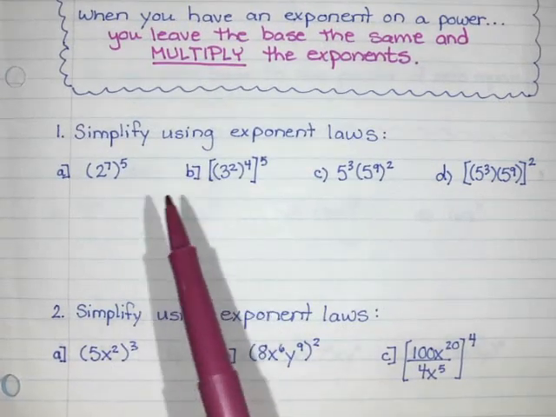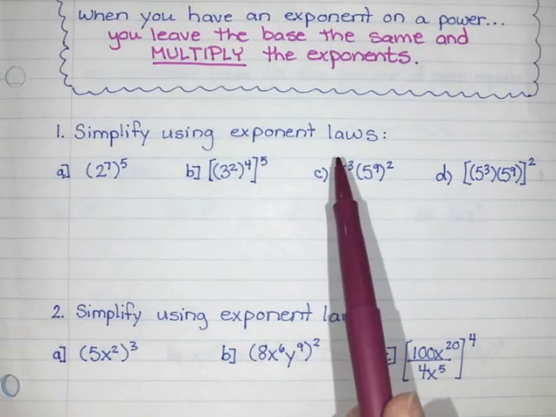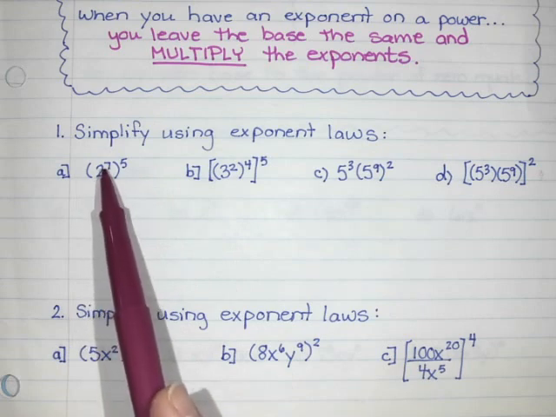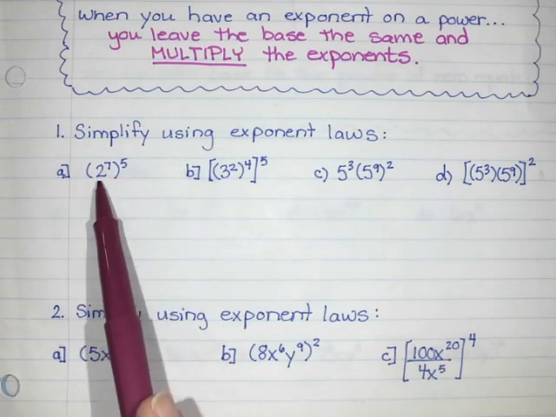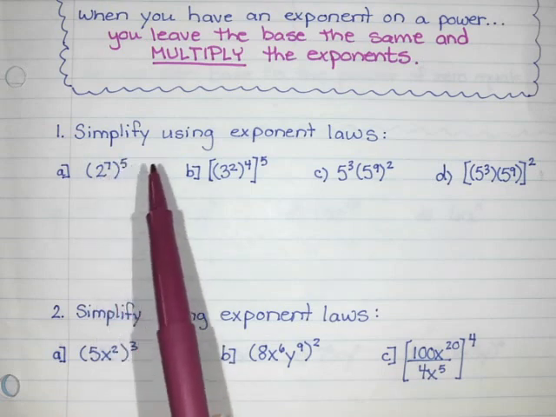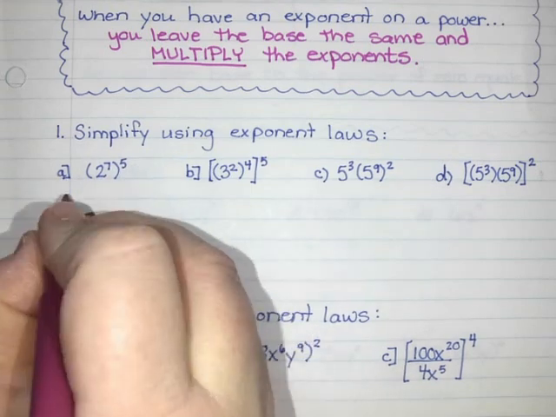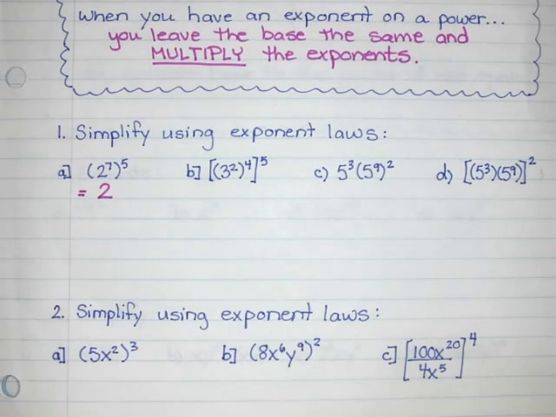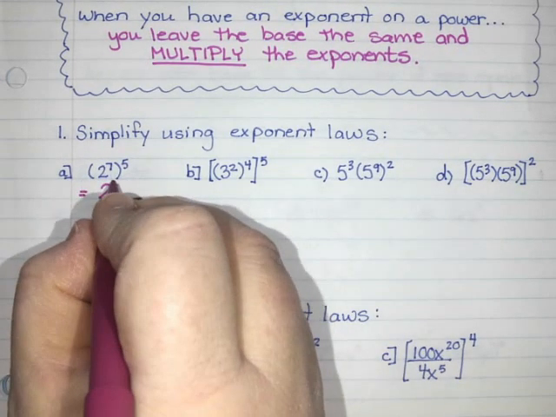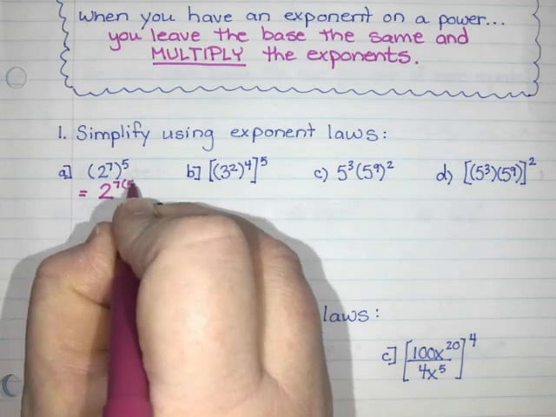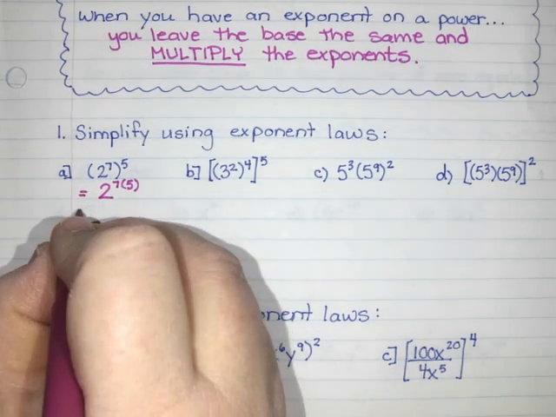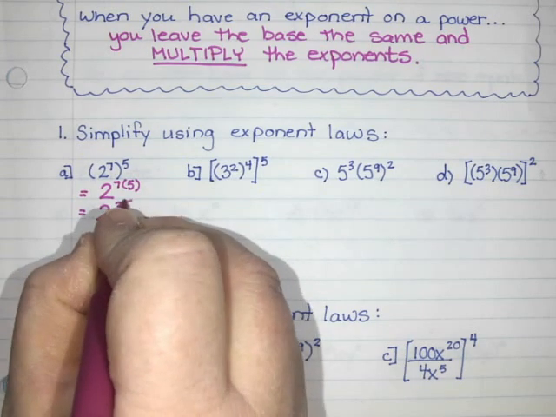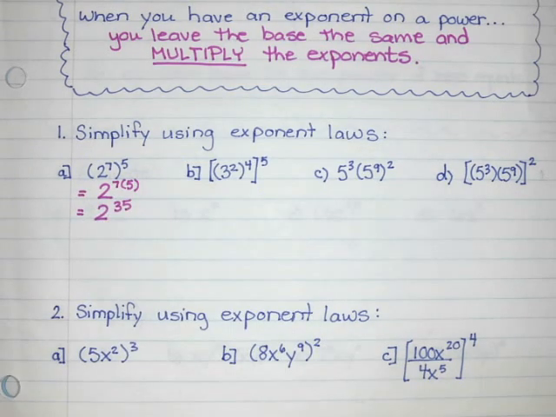So our first one here says simplify using exponent laws. And our example is 2 to the power of 7 to the power of 5. So I have one base with two different exponents on it. So I can simplify that by leaving the base the same, so it's still 2, and then multiplying my exponents. So 7 times 5. Now 7 times 5 is 35. So this is 2 to the power of 35.